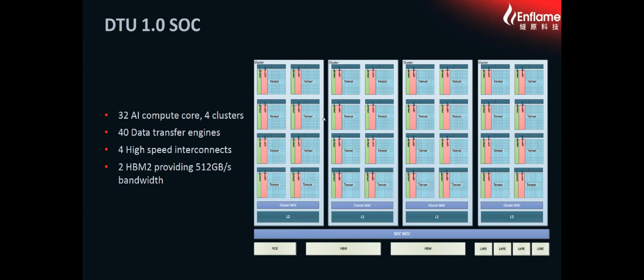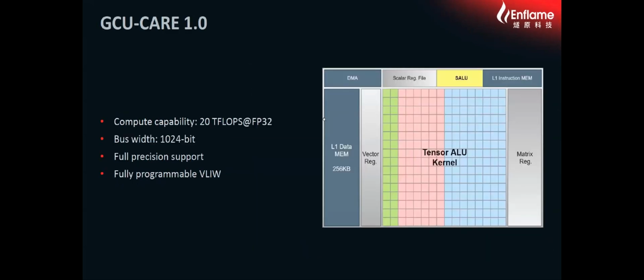And these DMAs are used to transfer the data from the off-chip HBM memory to the on-chip local buffers, L2 cache and L1 cache. And the 2 HBM stacks provide a total of 512 gigabytes of chip bandwidth.